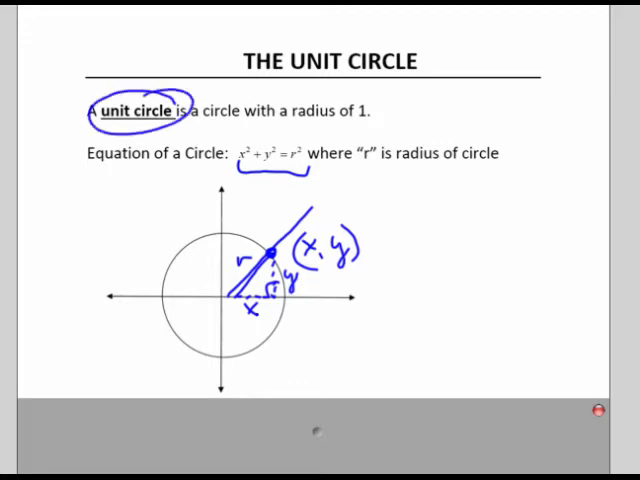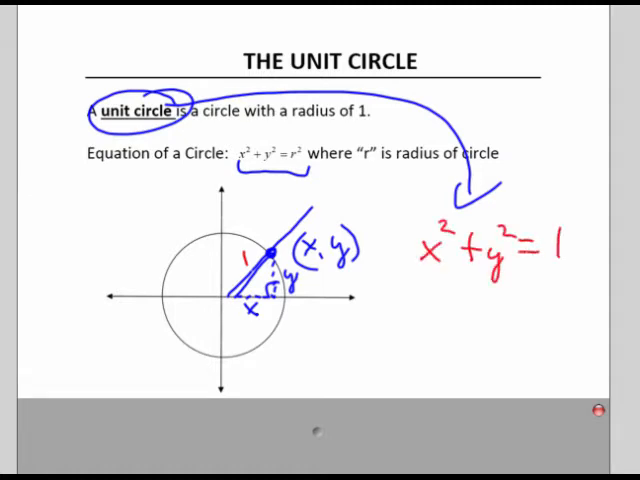In the case of a unit circle, we're talking about a radius of 1. So I can replace that with 1. And therefore, the equation of a unit circle is x squared plus y squared equals 1 squared, or just like so. Now, why would we want to talk about the unit circle, you ask?